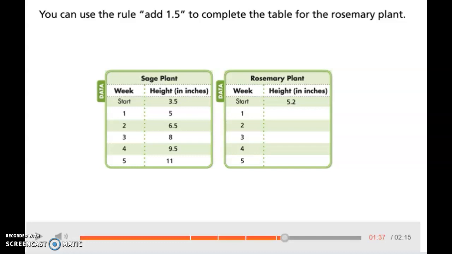All right, so now it's your turn. In the Google Doc attached to this week's assignment, you are going to fill in the height of the rosemary plant. Remember that the plant grows 1.5 inches each week. Be sure to come back to this video if you have any questions on how to fill in a table.